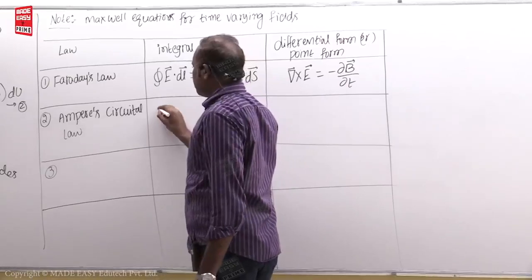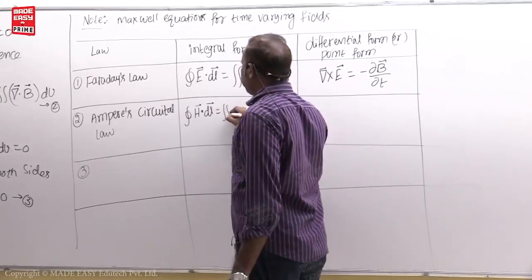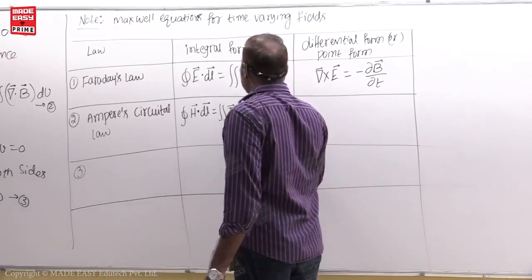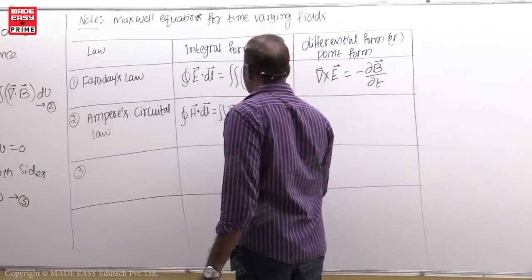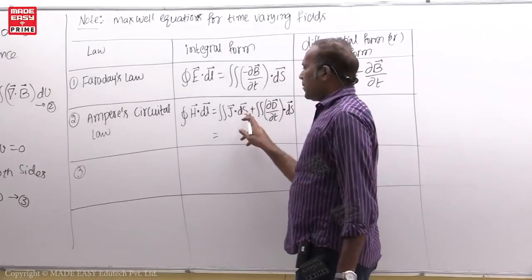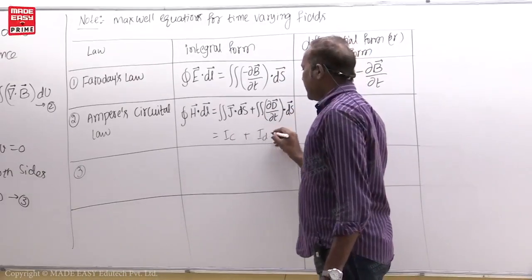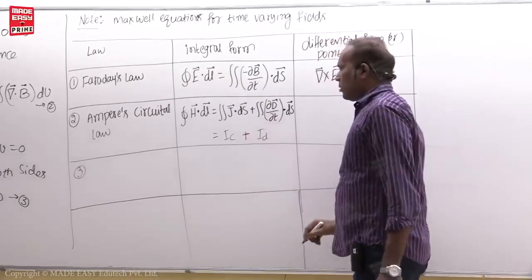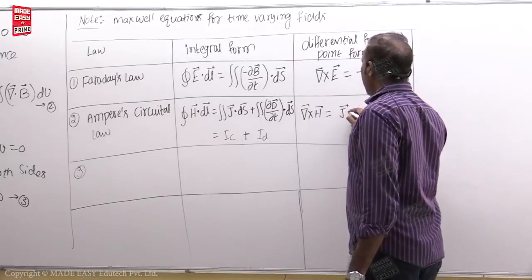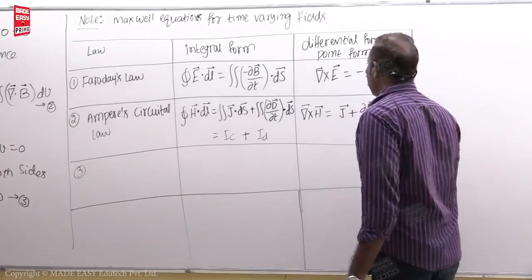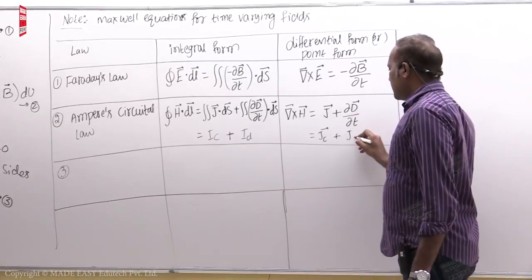Here from Ampere's circuital law, closed integral of H bar dot dl bar is equal to double integral J bar dot ds bar plus double integral dou D bar by dou t dot ds bar. Conduction current density multiplied with area gives conduction current, and displacement current density multiplied with area gives displacement current. Now in the differential form, del cross H bar is equal to J bar plus dou D bar by dou t. This is the conduction current density, and this is the displacement current density: Jc bar plus Jd bar.